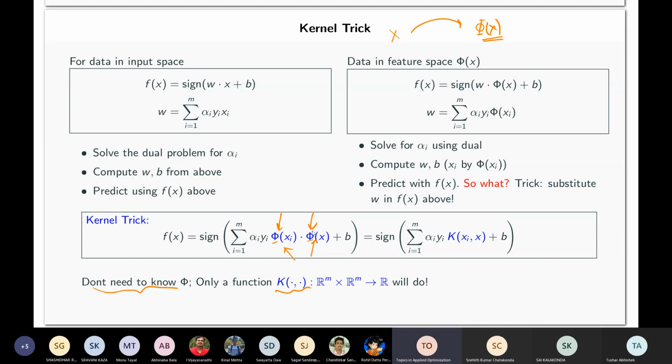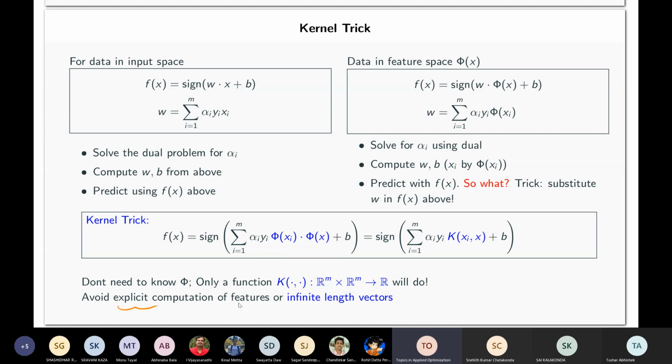Okay, let us see some example on why I claim that. So avoid explicit computation of the feature or infinite length vector. So one of the goal here is, even if you know phi, then it may not be a good idea to do dot product in this space. Remember, what is the intuition behind this?